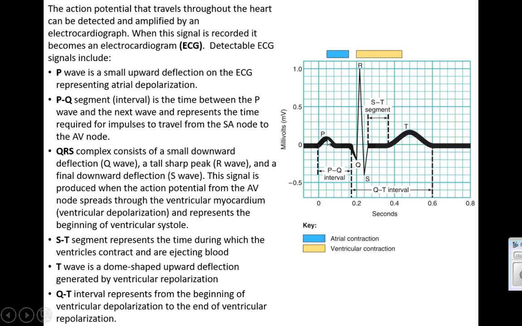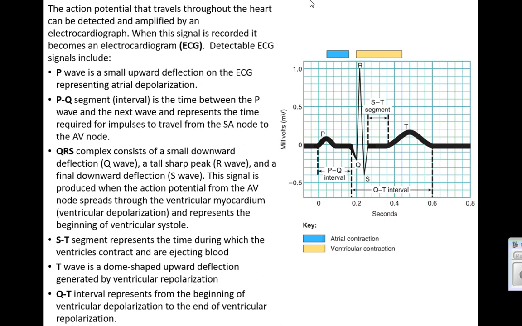There are many. Okay, the first is the P wave, a small upward deflection on the ECG representing atrial depolarization. And when depolarization occurs, once again, contraction also occurs. And you can see that up here at the top, our blue shaded box, we call atrial contraction. Our second step also involves atrial contraction. Our PQ interval, or as it says, PQ segment: the time between the P wave and the next wave represents the time required for impulses to travel from our SA node to our AV node.